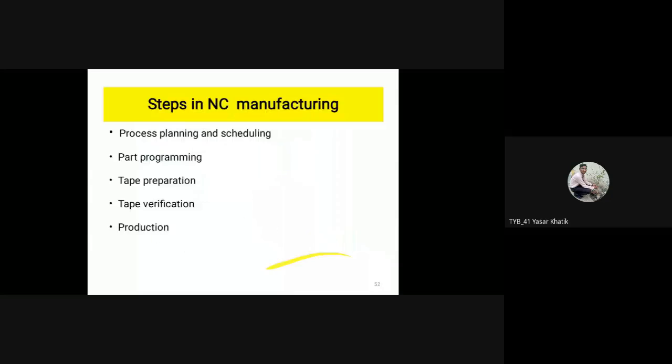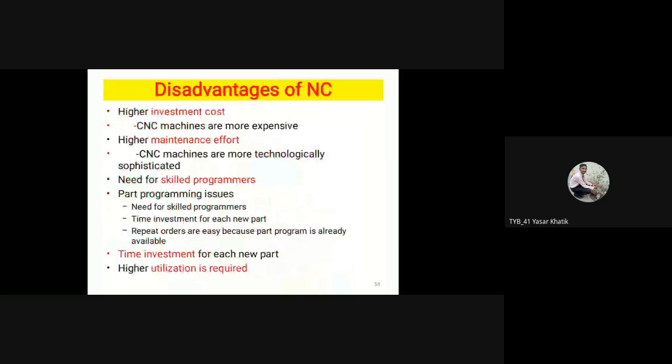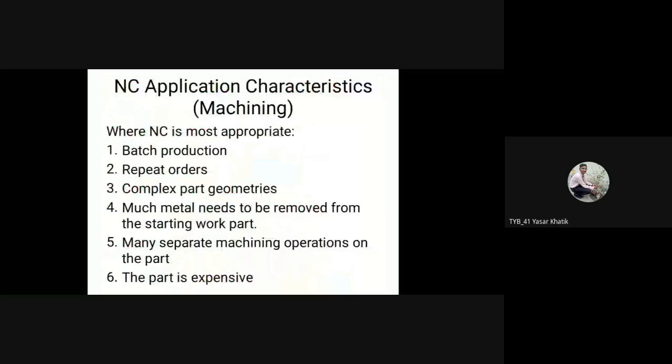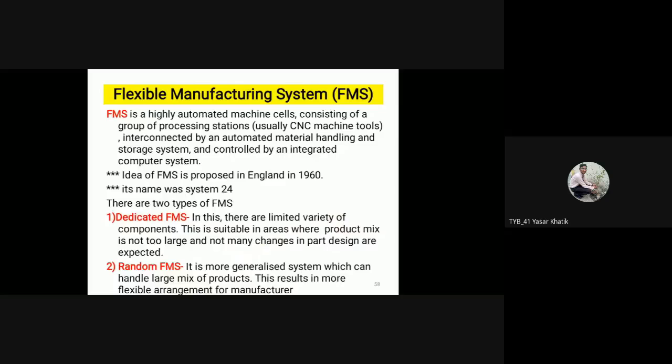Then we have seen some important steps in NC manufacturing, starting from planning to the actual production. Okay, so there part programming is there, tape verification, preparation, and production. Then we have seen some advantages of this system, disadvantages, then characteristics, limitations. Then we have seen the flexible manufacturing system where we can easily adapt all the automated systems, and from that we can easily produce n number of varieties of products.